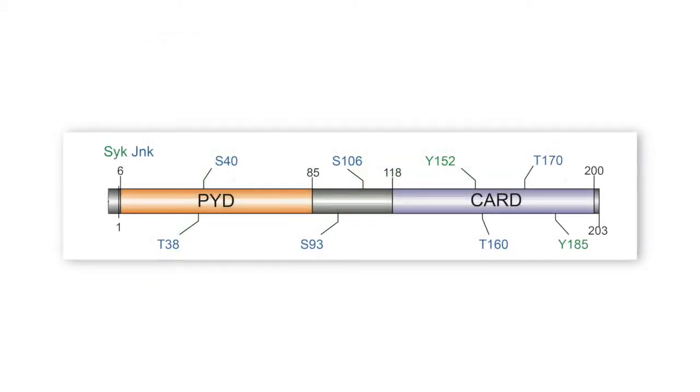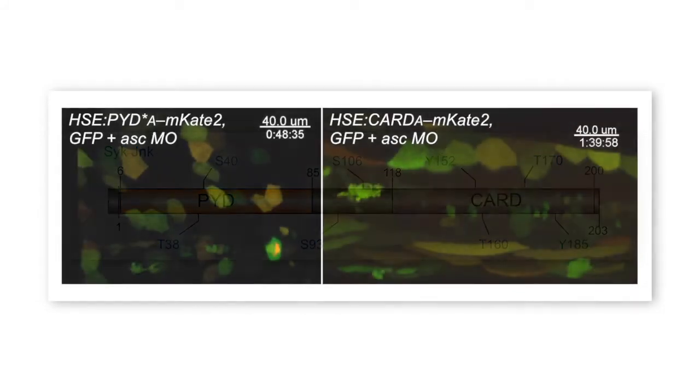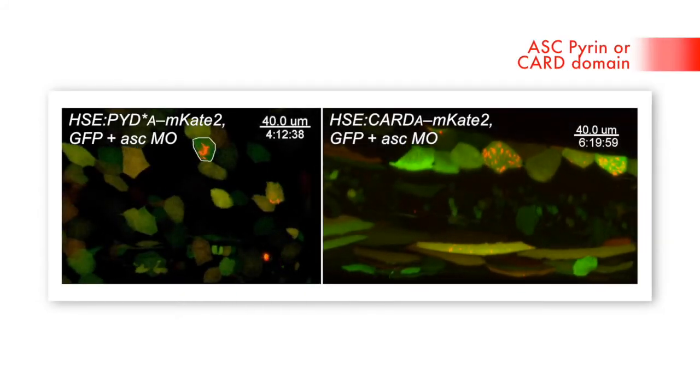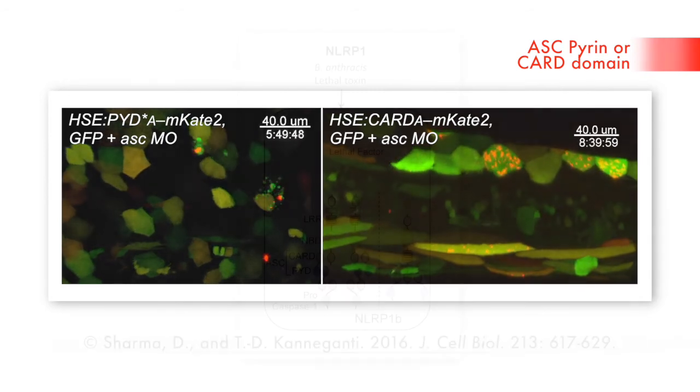ASC is composed of two protein-protein interaction domains, a pyrin domain and a CARD domain, joined by a flexible linker. Both domains can self-associate, and so when Curie et al. overexpressed the individual domains in keratinocytes lacking endogenous ASC, they formed small filaments or aggregates, but they were unable to assemble into normal compact specks.